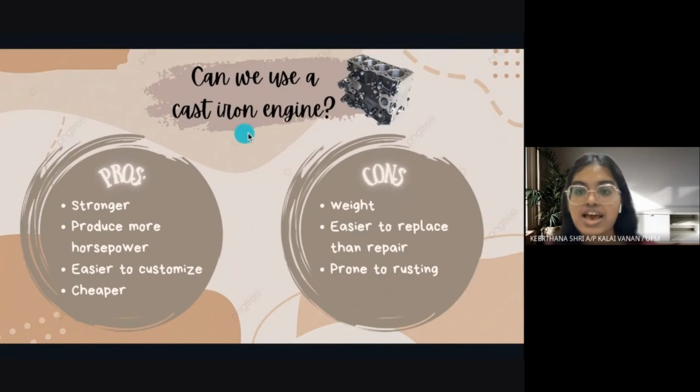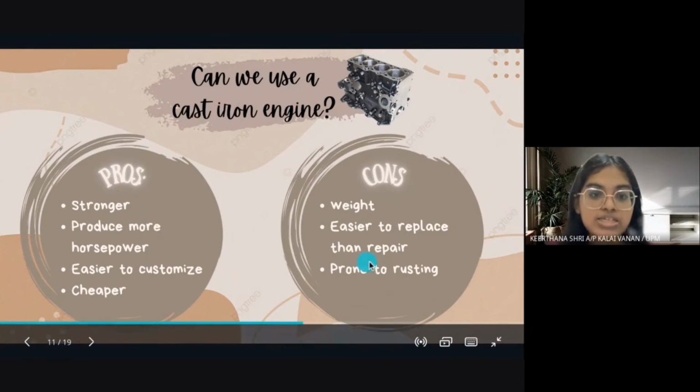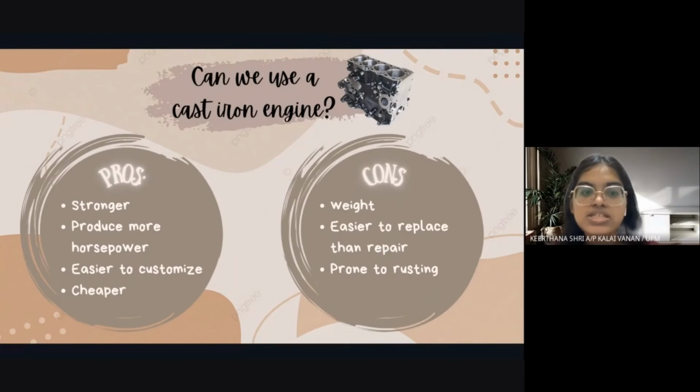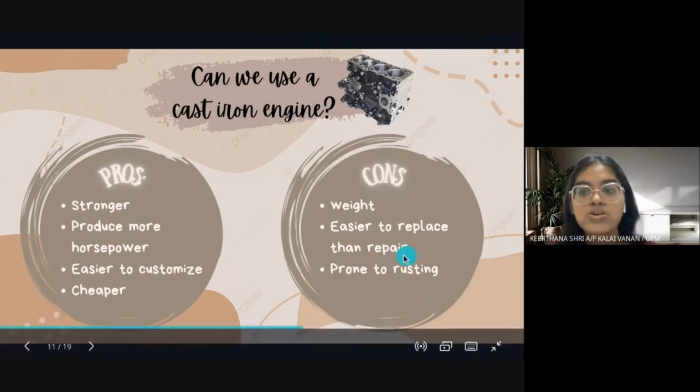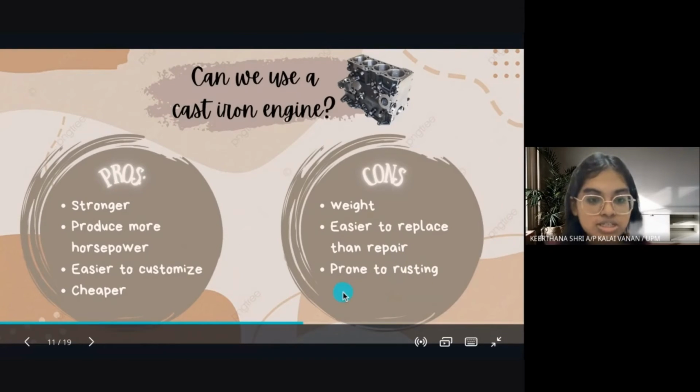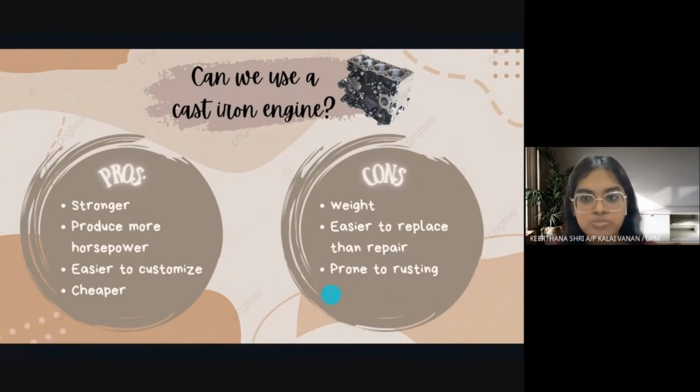The cons of a cast iron engine: it is way heavier, which hurts fuel economy and performance, and it's easier to replace than repair because iron engine blocks cost less. If one of the cylinders or components needs to be repaired, it can cost nearly as much as a replacement. It is also prone to rusting because of the stress and pressure the engine block is going to be put through.